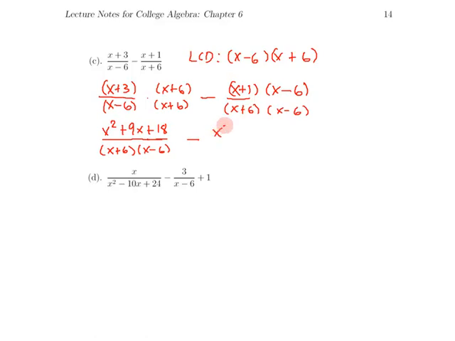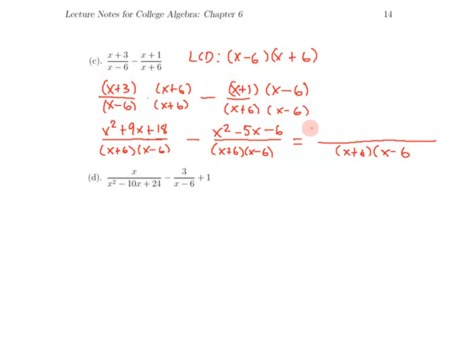minus, I have an x squared here, minus 6 plus 1 is a minus 5x, and then minus 1 times minus 6 is minus 6. All over the common denominator of x plus 6, x minus 6. Alright, so we now have this all over the common denominator, x plus 6, x minus 6.